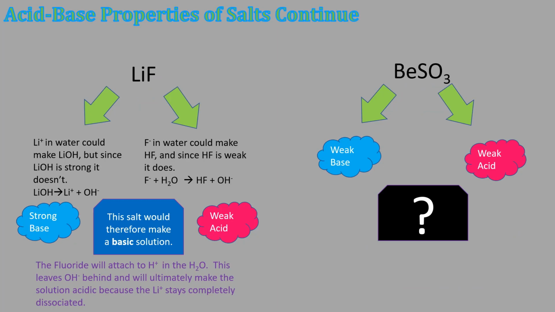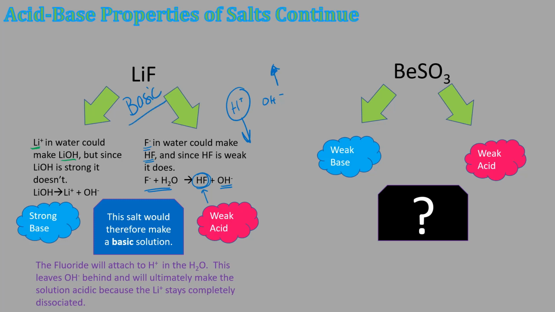All right, so let's look at lithium fluoride. Lithium again could pull out hydroxide, but since it's strong, it dissociates completely, so it doesn't pull anything out of the water. And then fluoride in water could pull out the HF, and since HF is weak, it does do that, and it makes HF. We have an excess of hydroxide in the water because it pulled out the hydrogens. So if we have H plus and OH from water, and we start pulling out the hydrogens, then this is going to increase the pH. All right, so this is basic.